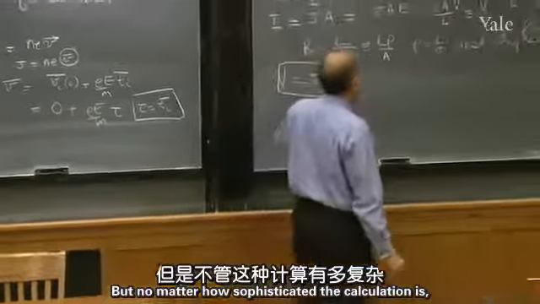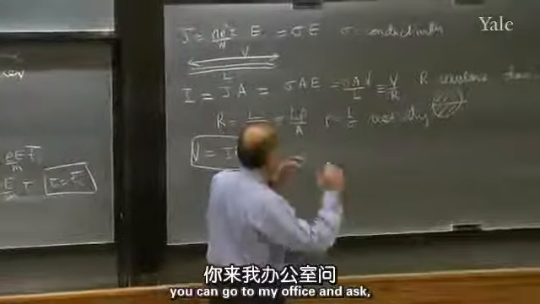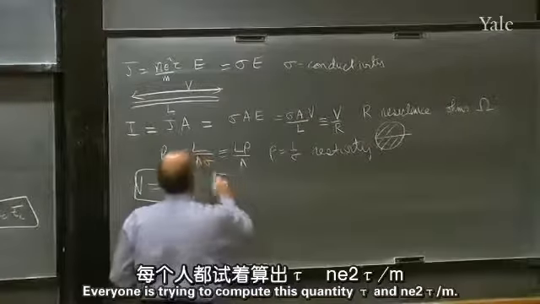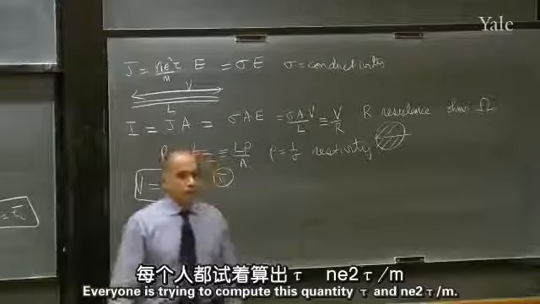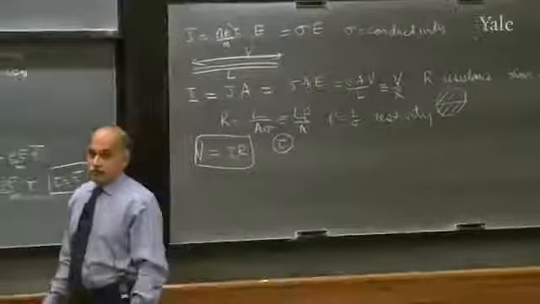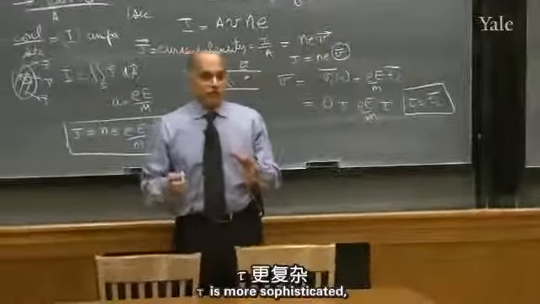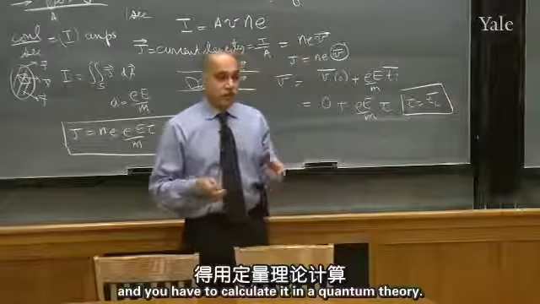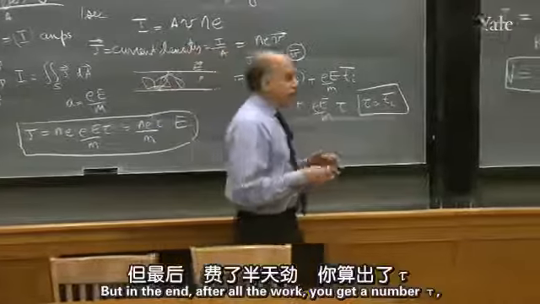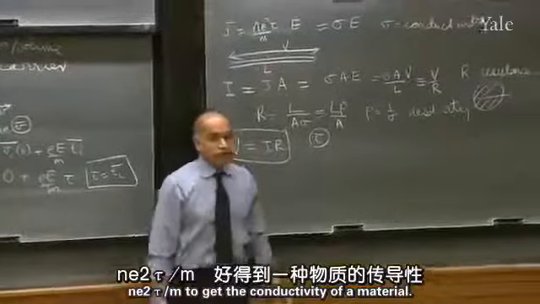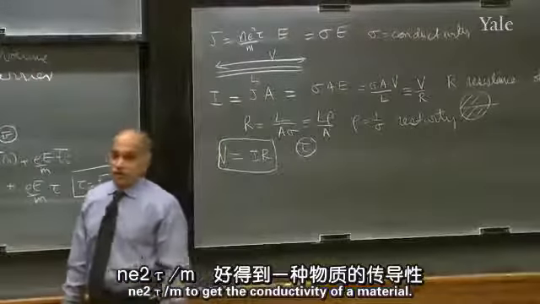But no matter how sophisticated the calculation is, you can go to my office and ask what people are doing for conductivity. Everyone is trying to compute this quantity tau in n e squared tau over m. The n and the e squared are what you think they mean. Tau is more sophisticated, and you have to calculate it in a quantum theory. But in the end, after all the work, you get a number tau, you put it in the same formula, n e squared tau over m, to get the conductivity of a material.